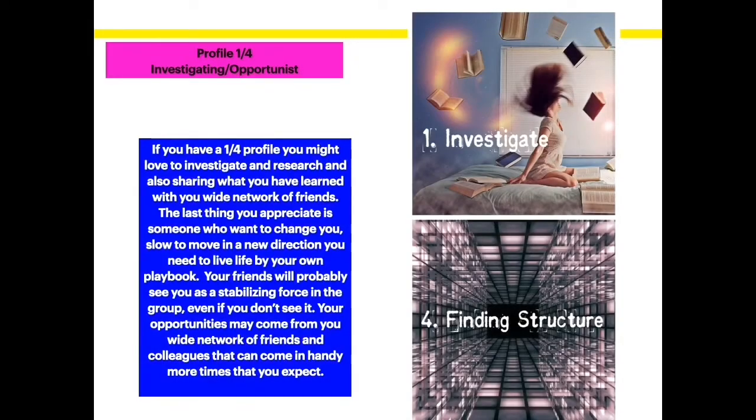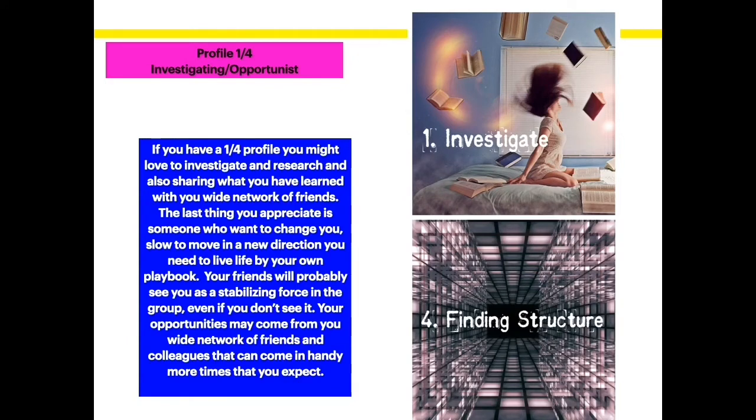So we're talking about the 1-4 profile. We're talking about, again, the investigation. And then we also have the fourth line, which is about the opportunist. Now, when we talk about an opportunist, we're talking about people who have a lot of friends, or a lot of groups that they connect with, and they get their opportunities through these groups.